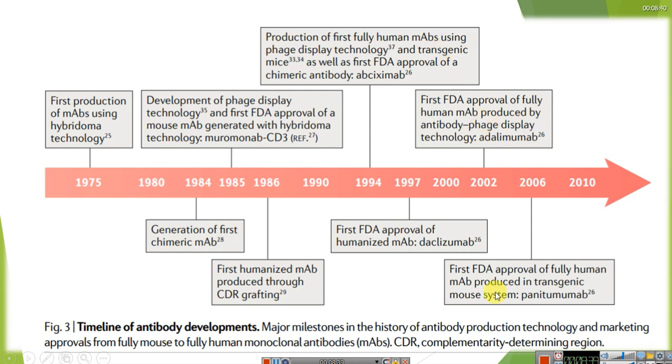Now, in 2006, the first FDA approval of a fully human antibody produced in the transgenic mice system. So this is also a fully human antibody, but produced by a different technology, the transgenic mouse system. So that way we are advancing through monoclonal antibody production, and with the development of platforms that can be used to produce engineered antibodies.